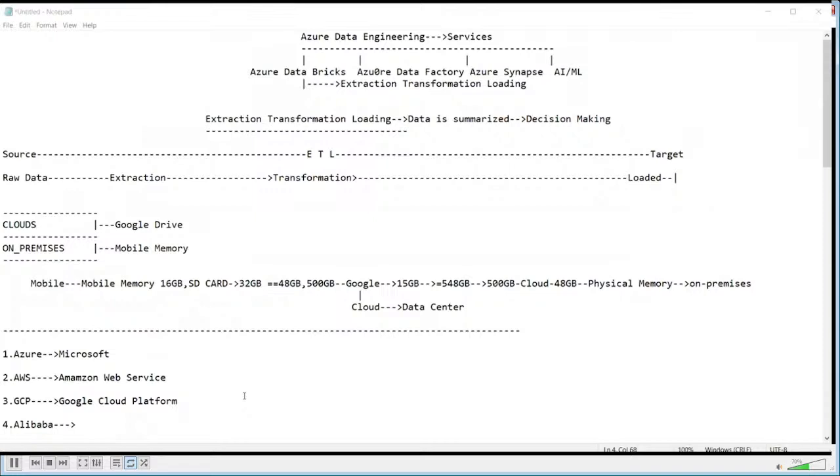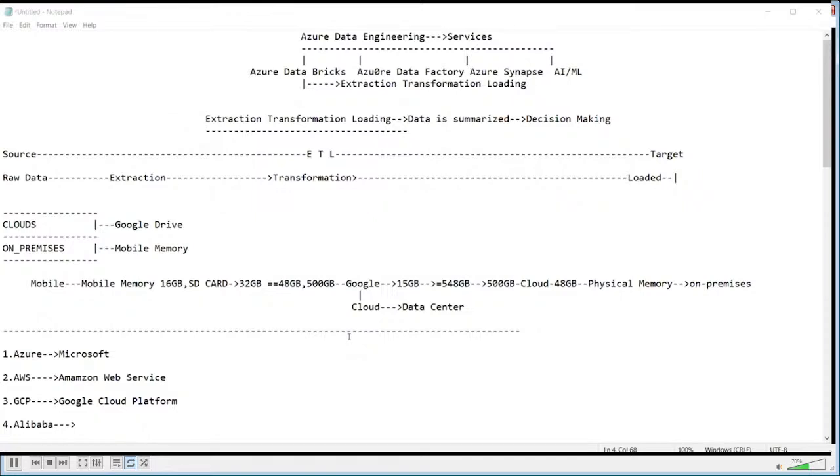Sir, what is PySpark that I'm hearing a lot about? PySpark is basically Python and Spark together. Do we need to learn that also for ADB? Yes, of course. I will teach you PySpark also. Okay, thanks, sir. Any other questions?